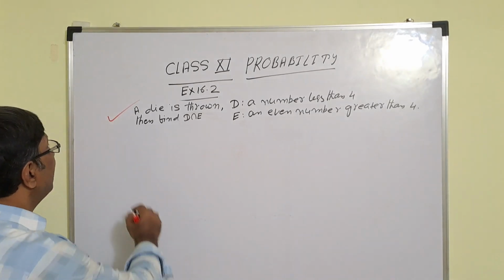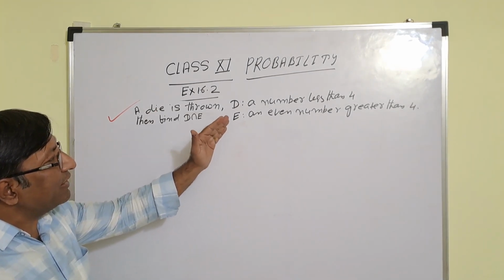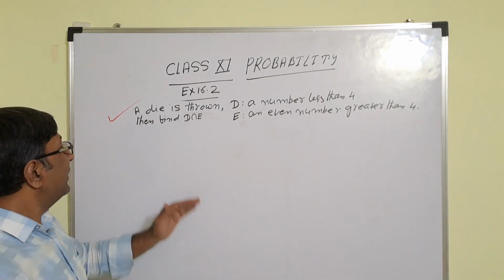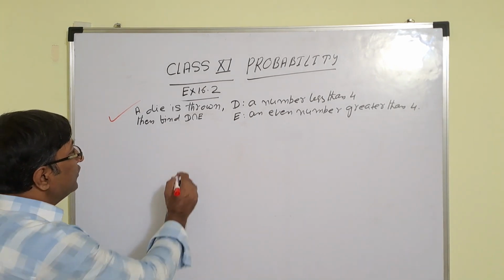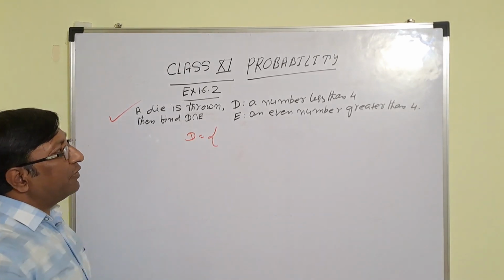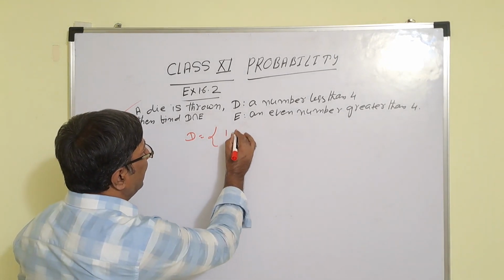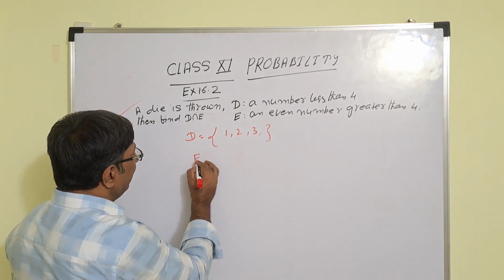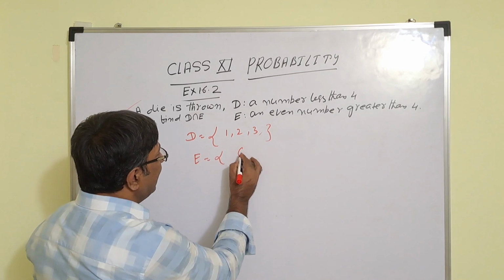Let us see the question. A die is thrown where D is an event a number less than 4 and E is an event an even number greater than 4. Then we have to find D intersection E. For this type of question, first, what is event D? What are the members? So the members of D will be numbers less than 4. So number less than 4 means there is 1, 2, 3 only. And E is an event an even number greater than 4. So there is only 6.